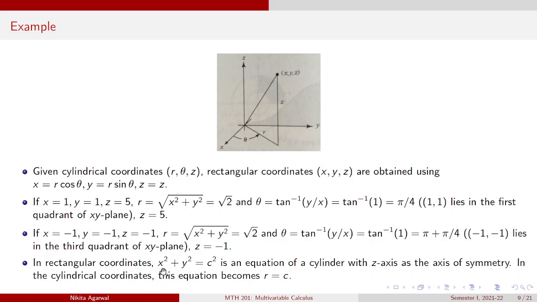It is nothing but, what is x square plus y square? It is r square. So r square is equal to c square, or r is equal to c. So in cylindrical coordinates, this complicated equation takes a very simple form in terms of r alone, because z is arbitrary, theta is arbitrary. When you look at this cylinder which has the z axis as the axis of symmetry, then r is constant, right? The distance from the axis remains constant.